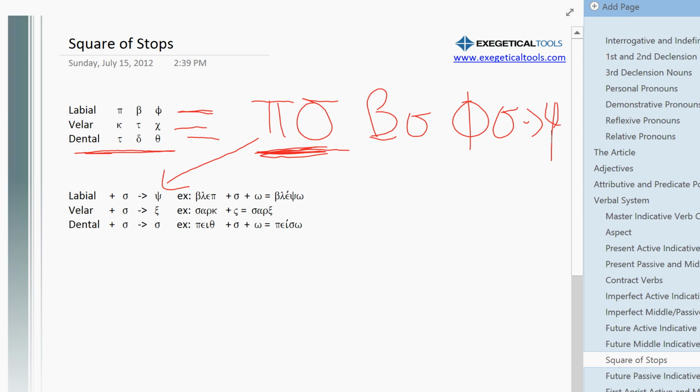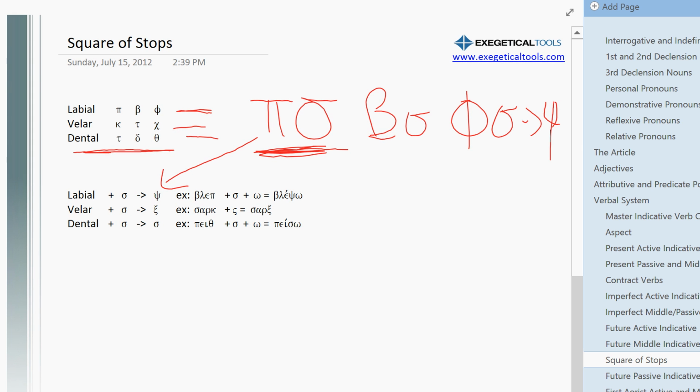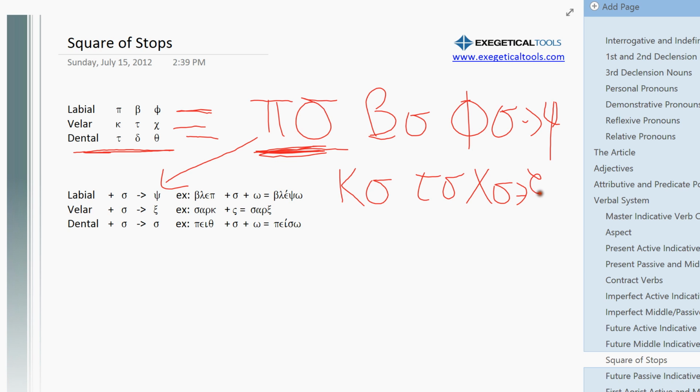Sorry, let me zoom out a little, get a little more space here. Same thing with the velars. Kappa sigma, gamma sigma, and chi sigma. Those are all going to change to xi. So you see, you're already saying xi here with kappa sigma. Anyway, I'm not going to try and pronounce all these, but the dentals are the same thing. Tau sigma, delta sigma, theta sigma. But with the dentals, the dental just drops out and you're left with sigma.